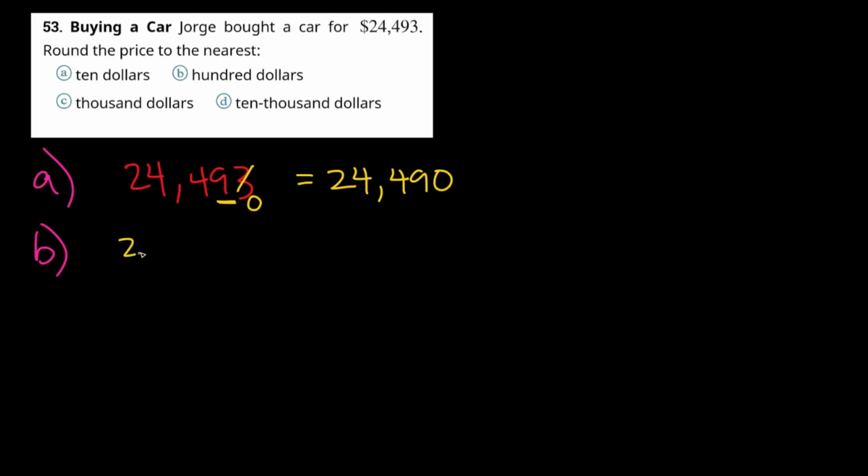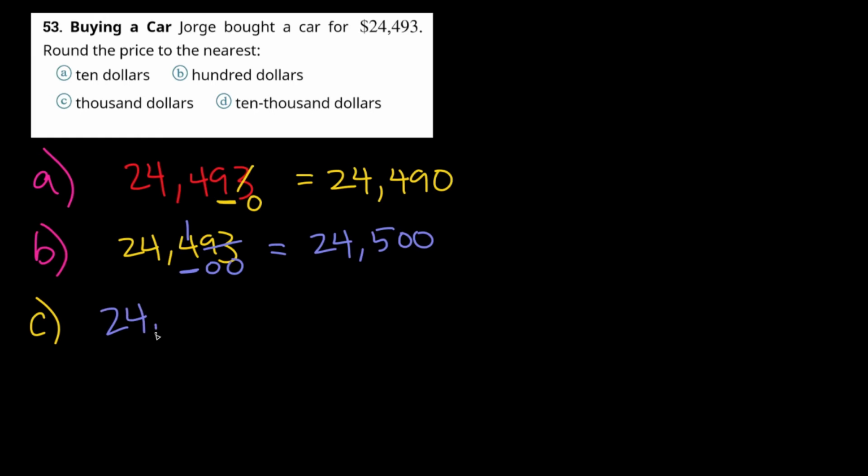Part B, we have rounded to the nearest $100. If we have 24,493 rounded to the nearest $100, underline the hundreds place, look to its right. We see that 9, this is going to round up because this is a 9. So we add 1 here, change all the digits after it to 0. This rounds up to 24,500.